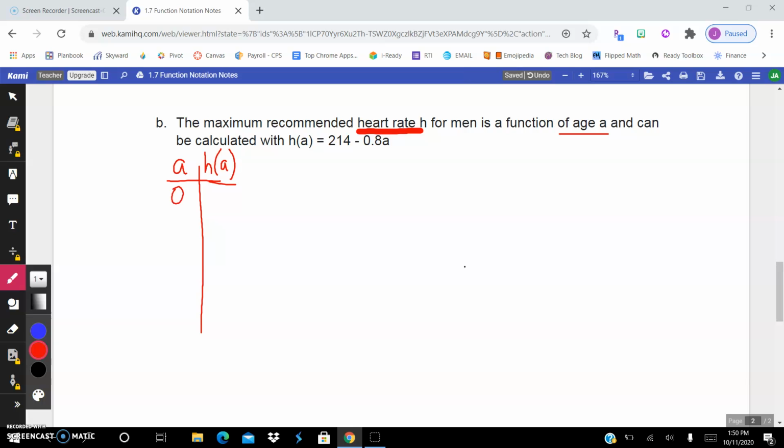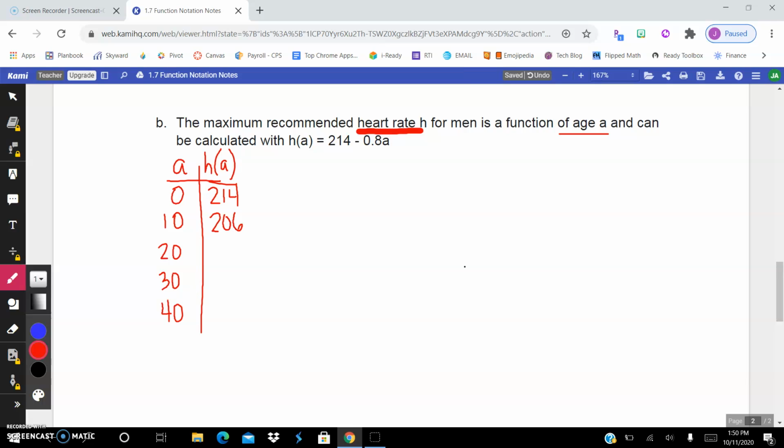I'm going to pick the same numbers from up above. So 0, 10, 20, 30, and 40. So if I plug 0 in, I'm going to have 214 minus 0.8 times 0. So that would be 214 minus 0, which is 214. Then I'm going to plug 10 in. So I'm going to have 214 minus 0.8 times 10. Well, 0.8 times 10 would be 8. So 214 minus 8 would be 206.